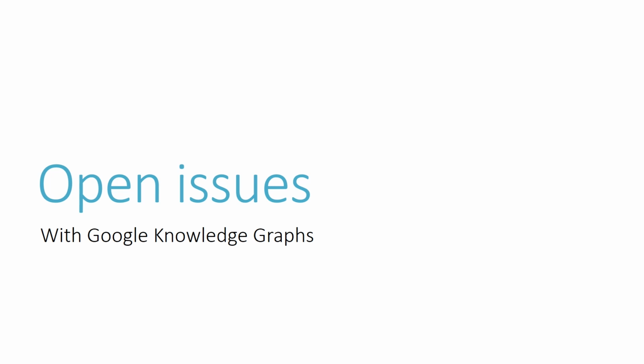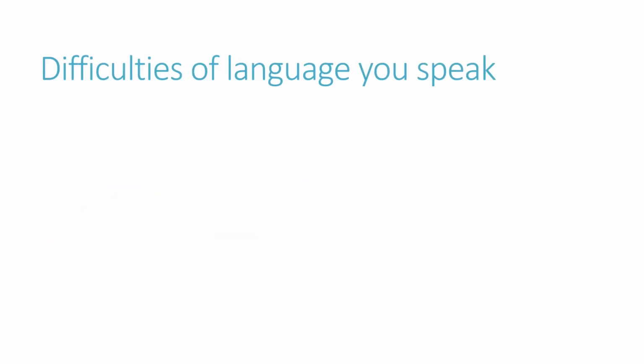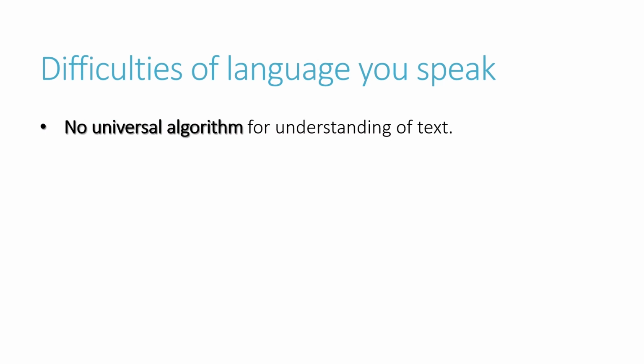Thank you, Samir. Hi, I'll walk you through the most common issues with Google Knowledge Graphs and what future developments we may await. Let us first look at the open issues and go through them one by one. First issue: difficulties of knowledge understanding. Unfortunately, there is as yet no general method for text comprehension. In other words, there is no universal algorithm to process all the text in the world.